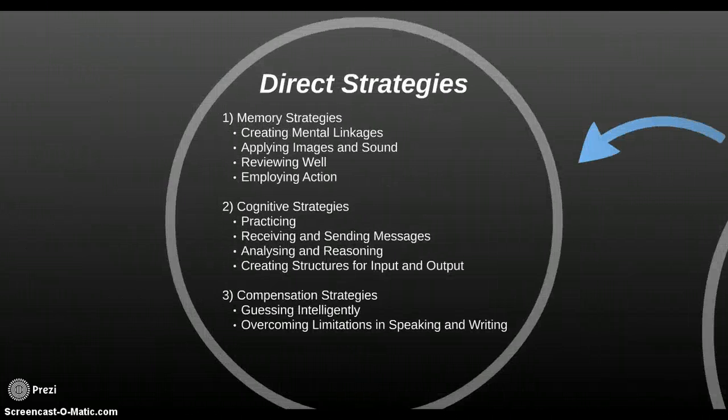Okay, first, direct strategies. There are three direct strategies, which are memory strategies, cognitive strategies, and compensation strategies. For memory strategies, first is creating mental linkage, such as grouping. That involves classifying or reclassifying what is heard or read into meaningful groups.